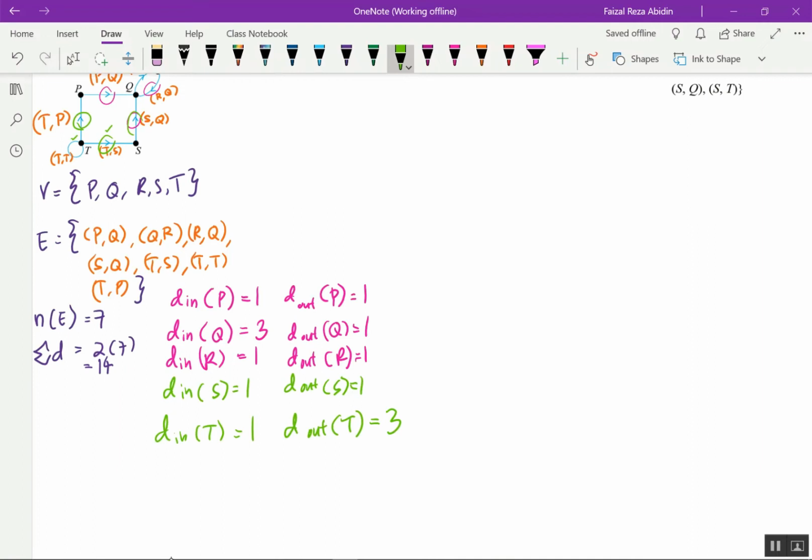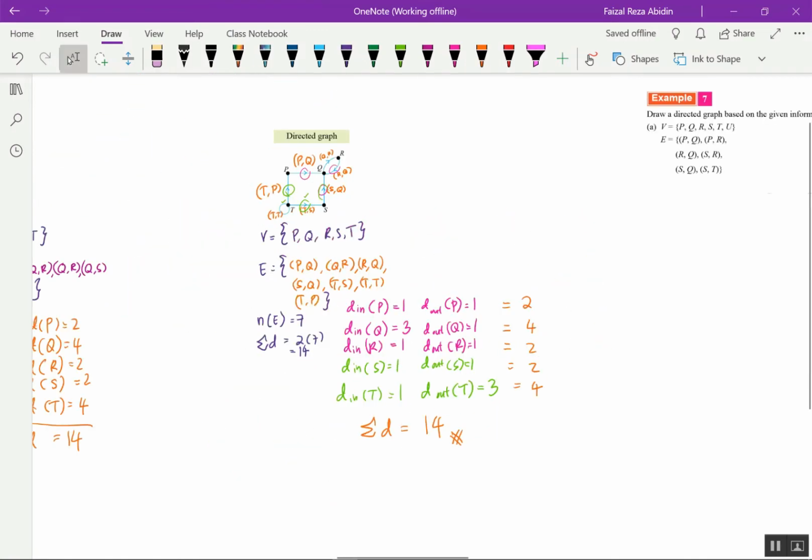Okay, so the total over here, if you look closely, for P we have 1 plus 1, we have 2. This one, 3 plus 1, we have 4. 1 plus 1, we have 2. 1 plus 1, we have 2. And 3 plus 1, we have 4. So if we sum all together, all the degree for the directed graph over here is 2 plus 4 plus 2 plus 2 plus 4. So you have also 14.